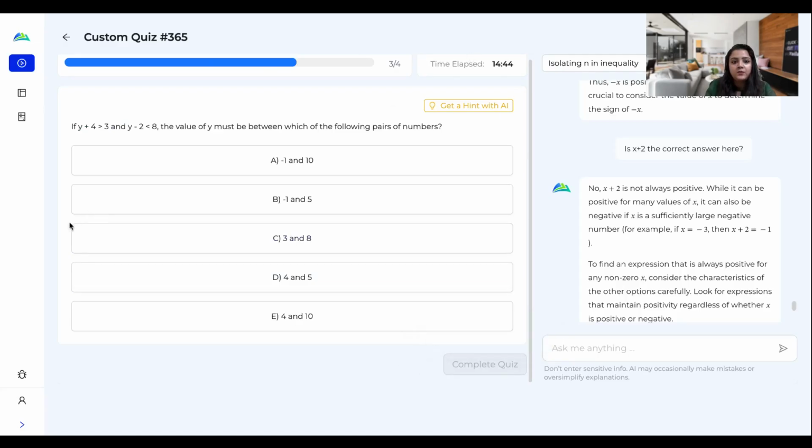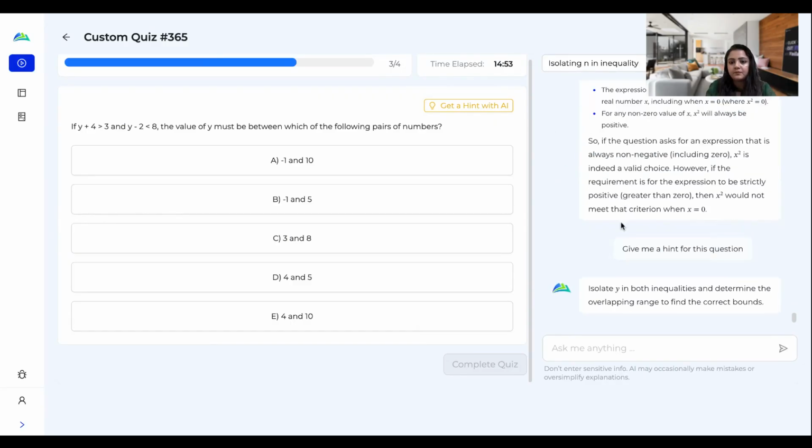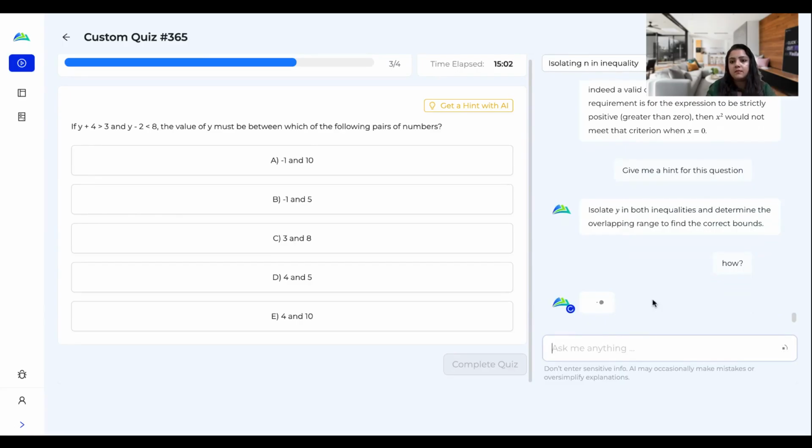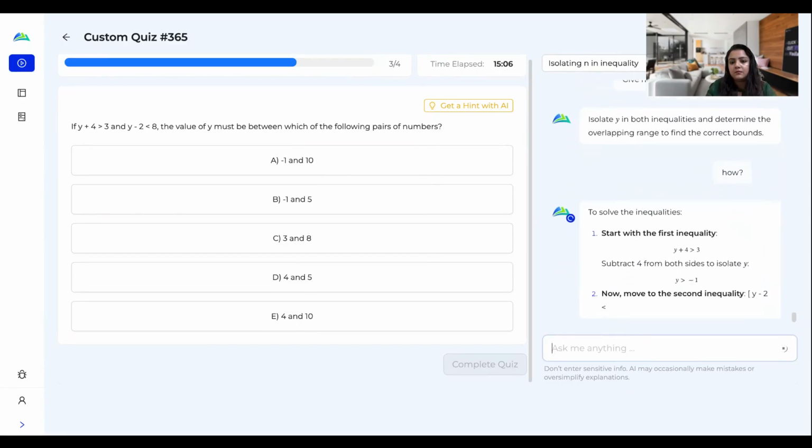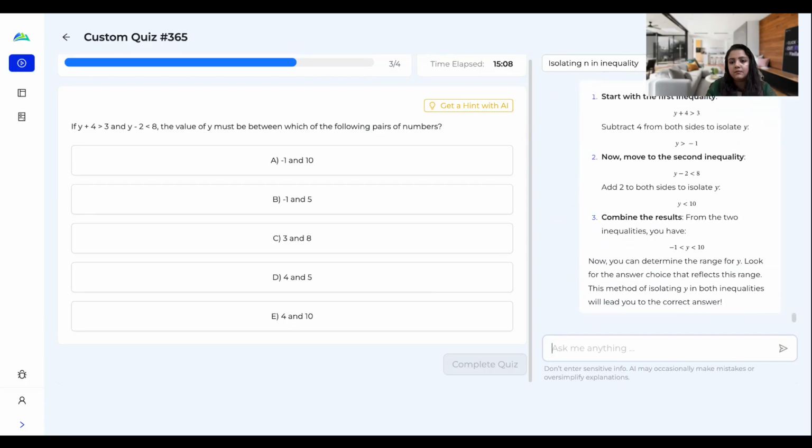All right, y plus 4 greater than 3, y minus 2 less than 8. Let's ask for a hint. Isolate y in both inequalities. How? It says that isolate y.